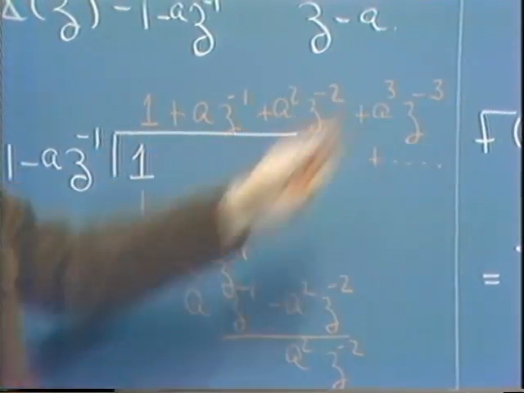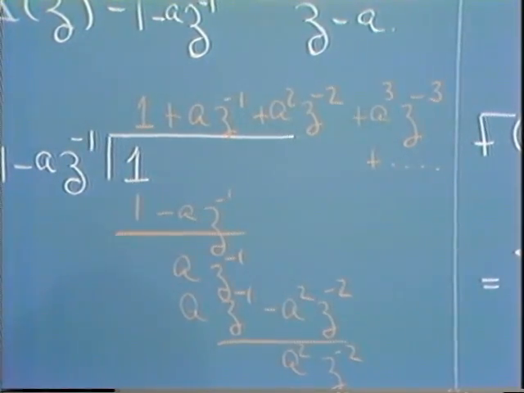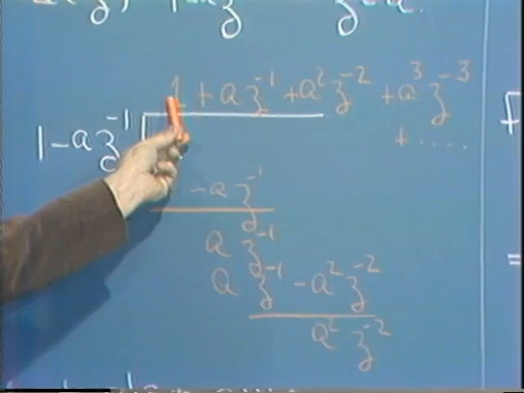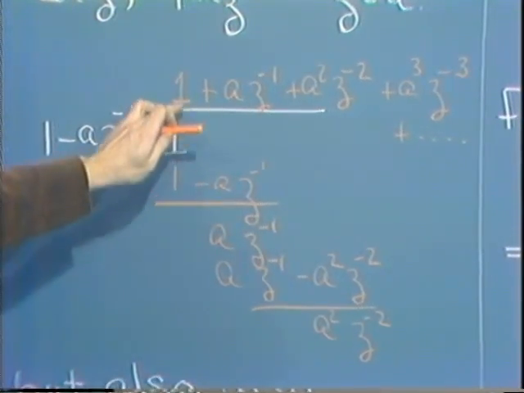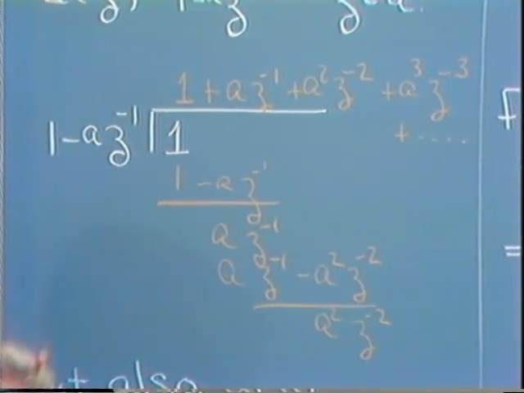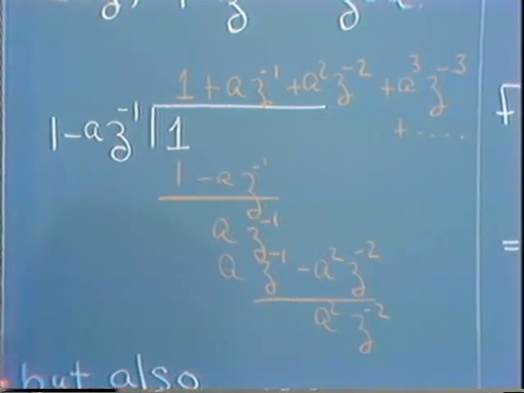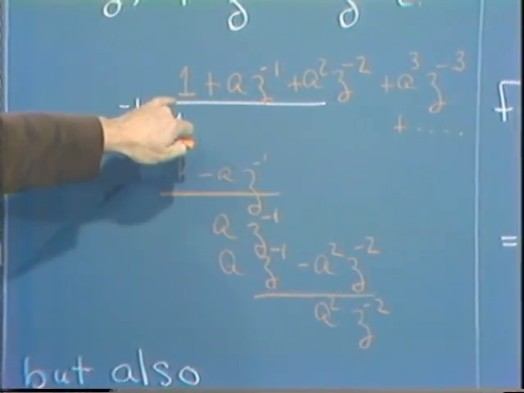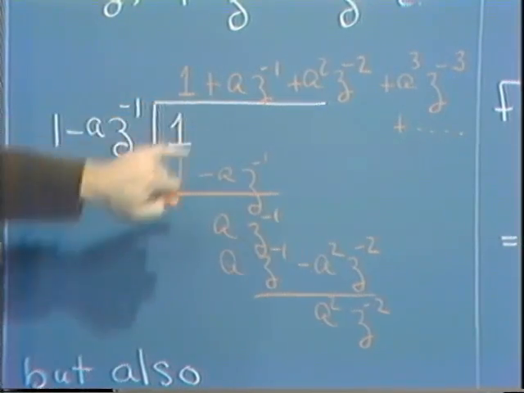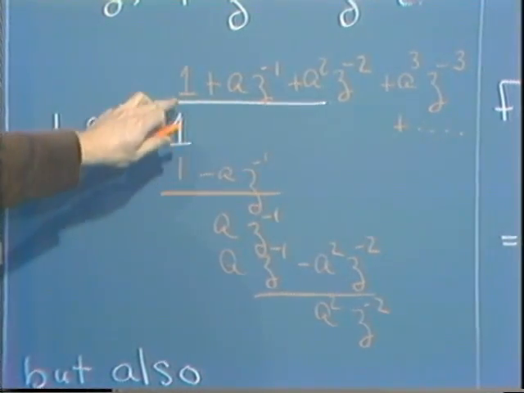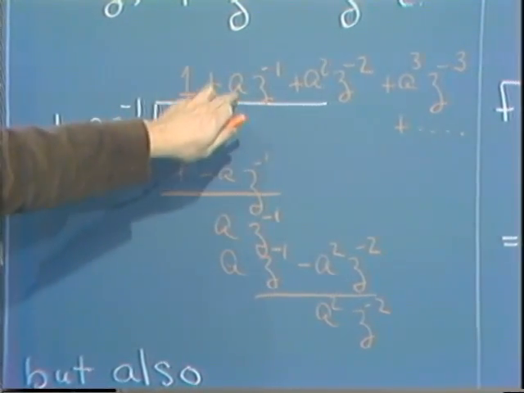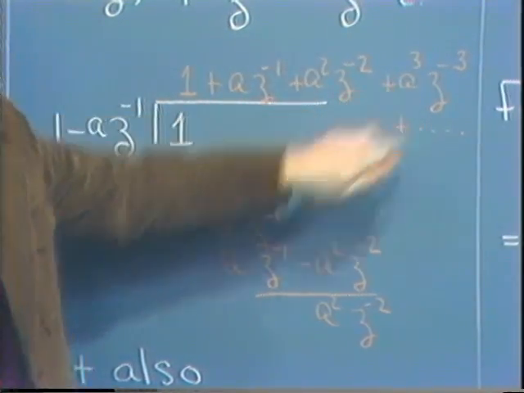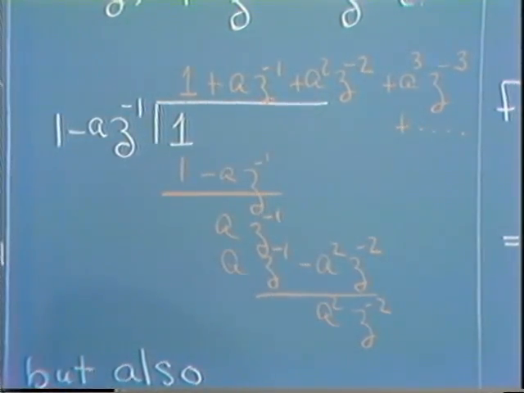This series will continue with an infinite number of terms. And we can recognize this as the expansion of X(z) in the form of the sum of x[n] times z to the minus n. Consequently, we can recognize that apparently x[n] is 1 at n equals 0, a at n equals 1, a squared at n equals 2, a cubed at n equals 3, etc.